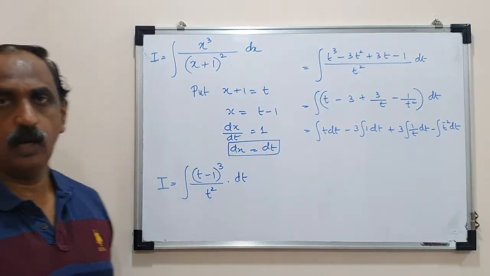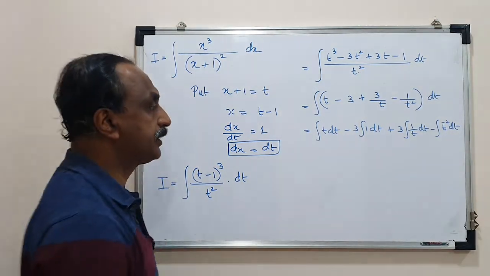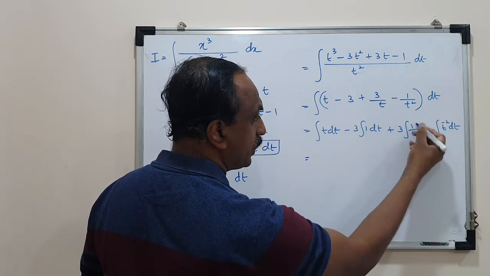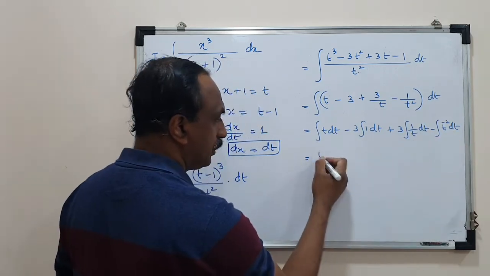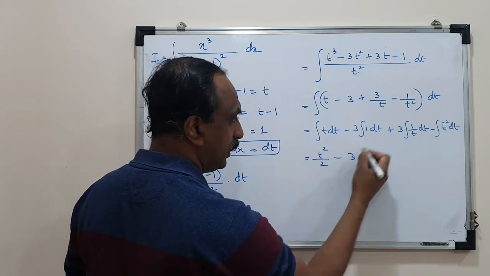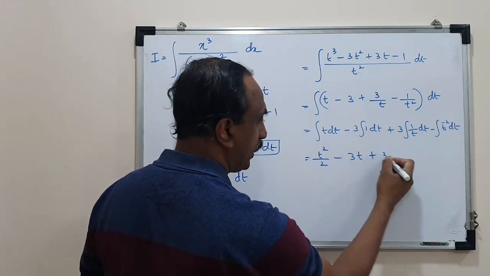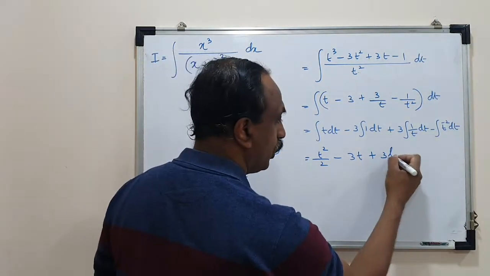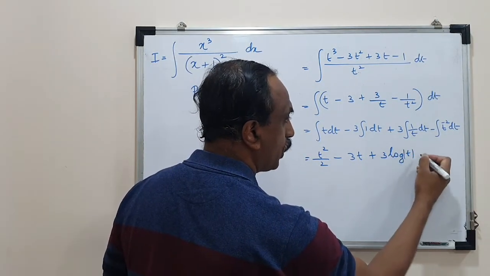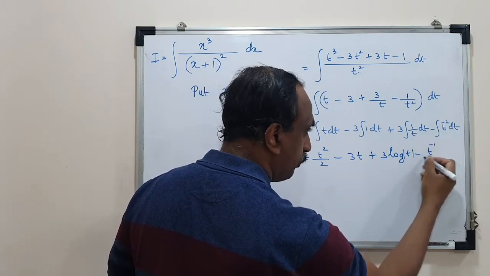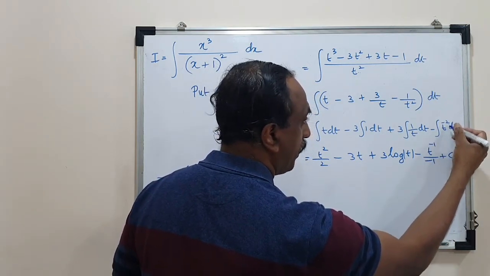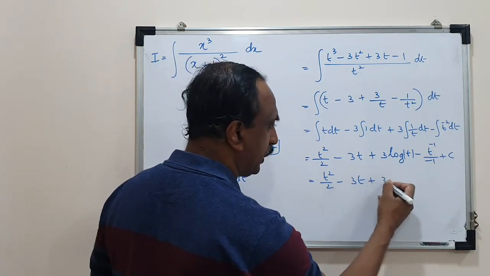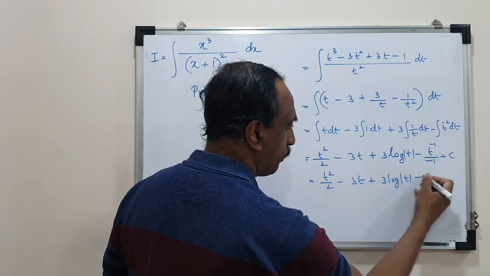1 upon t square, how to integrate this? Replace it as t raised to minus 2. Now integrate this. We do not write this as t raised to minus 1 because this integral is different from this one. Increase the power, divide by the power. Integral of 1, t. 3 integral of 1 by t is, whose derivative is 1 by t? Log. So log t, we put a modulus, minus t raised to minus 1 upon minus 1 plus c, increase the power by 1.